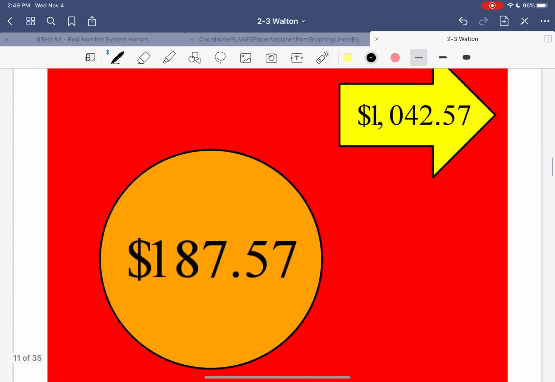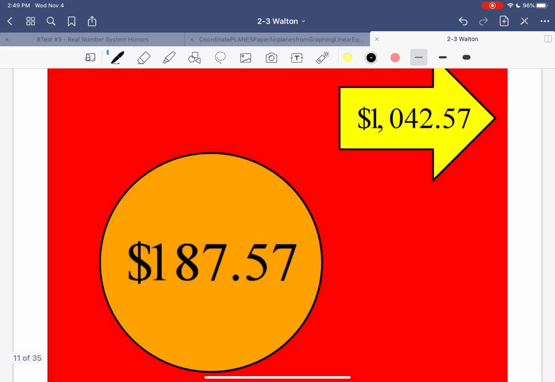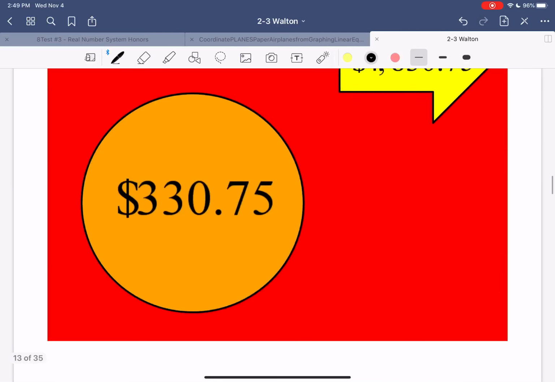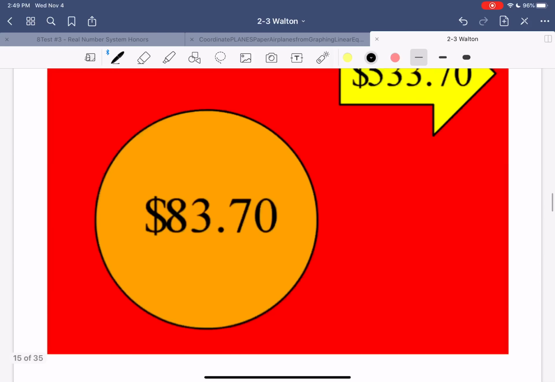So we should have landed somewhere like this, 187.57 as our interest, and 1,042.57 as our total. Okay, so hopefully that makes sense. We're just multiplying. We're taking the information that they're giving us at the time and multiplying across. But sometimes, I'm going to skip a few of these examples.